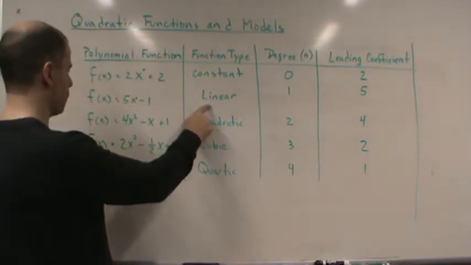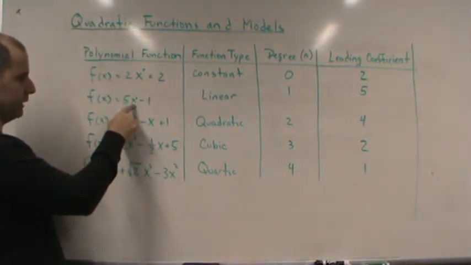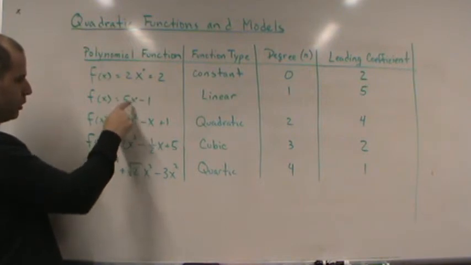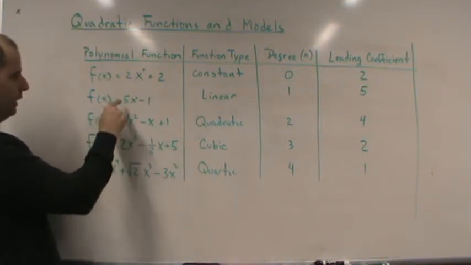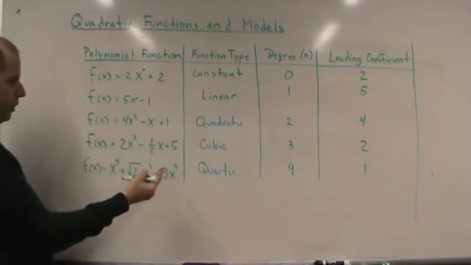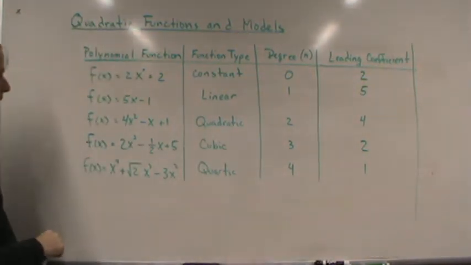It's linear. And the leading coefficient is the coefficient on the leading term. Okay, so the leading term is the one that has the largest exponent. And so the coefficient that's on the leading term is called the leading coefficient. So 5 is the leading coefficient here. Okay. Now here's the quadratic.